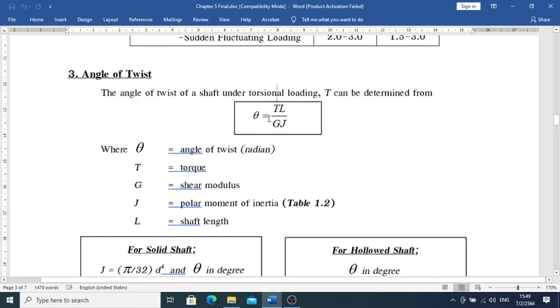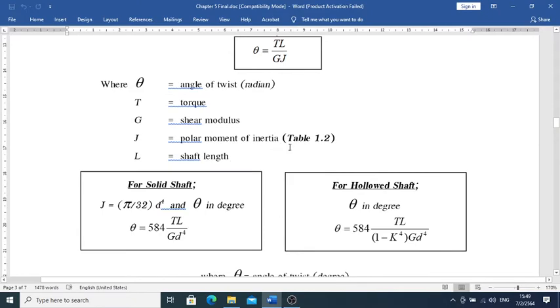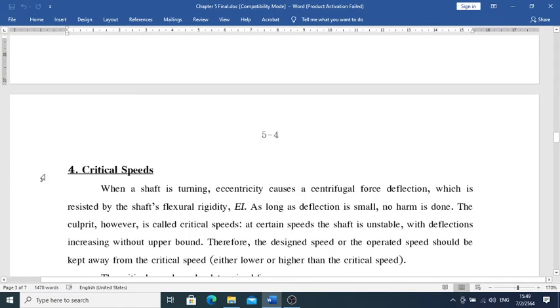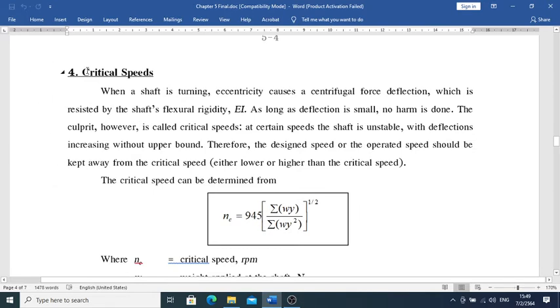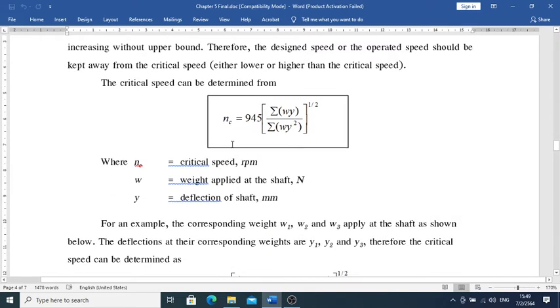That is equal to torque times L over G times J. J is corresponding to table 1.2 in chapter 1 respectively. And another one is critical speed based on the mechanical vibration. Based on the natural critical speed for natural vibration, that we've got to stay away from it. And N sub C can be defined from this equation.